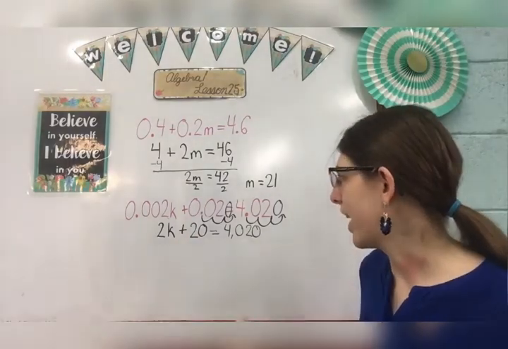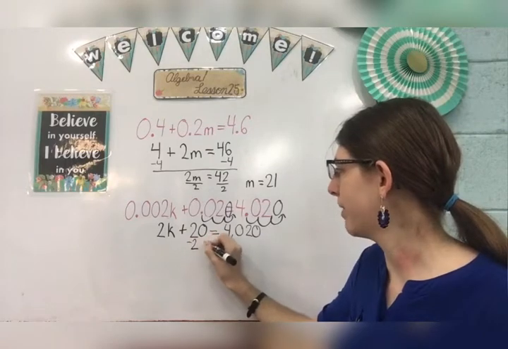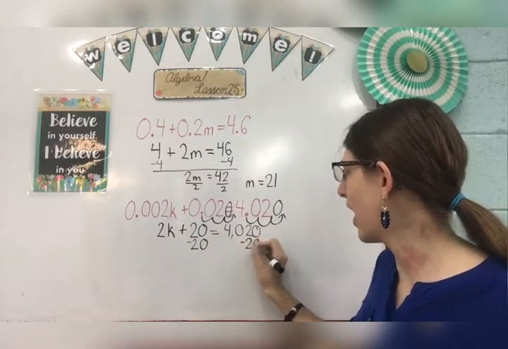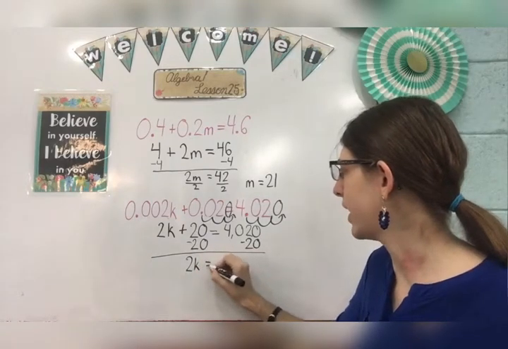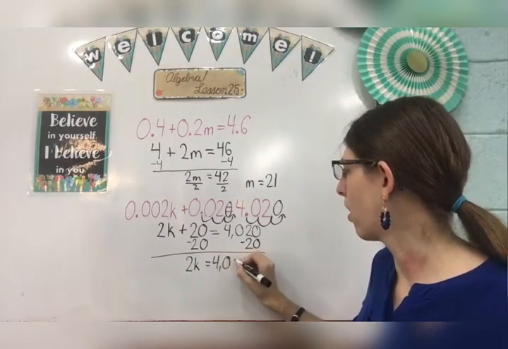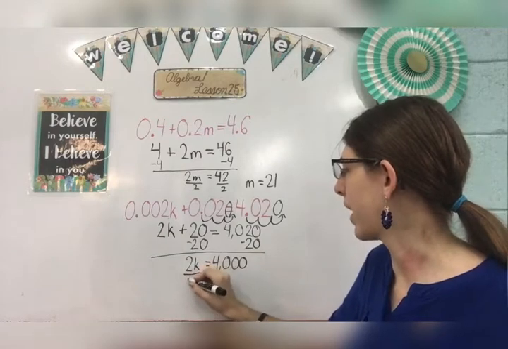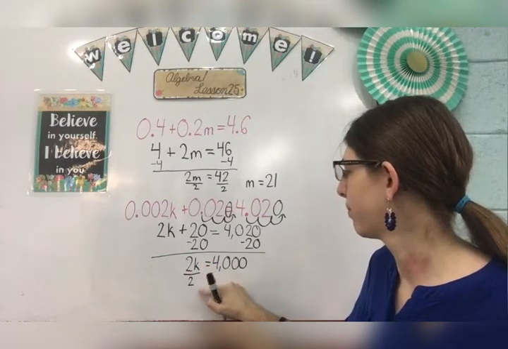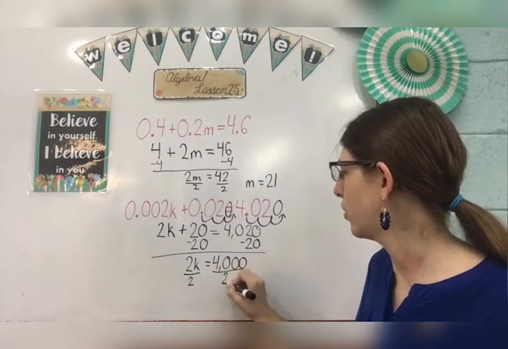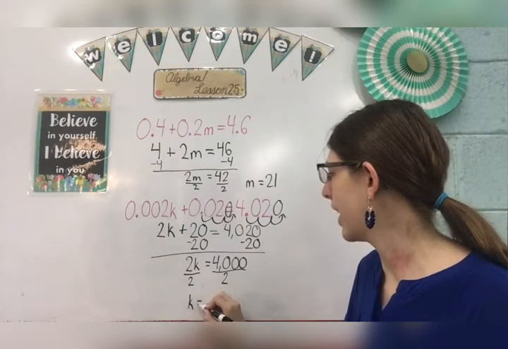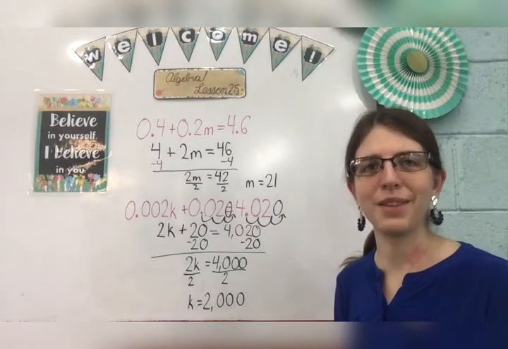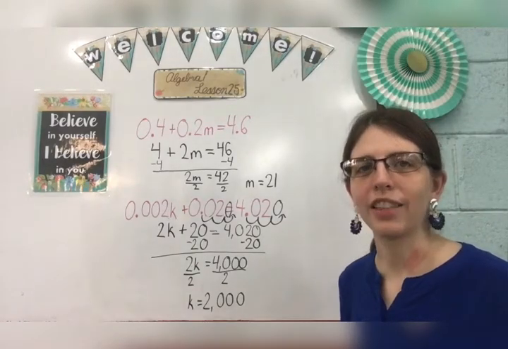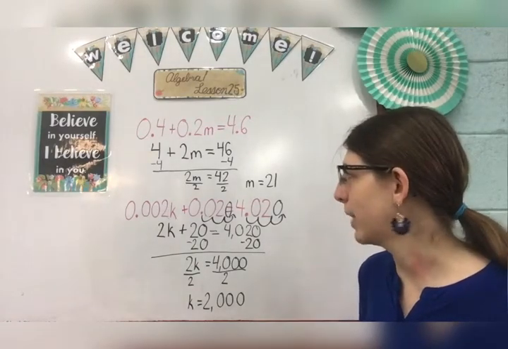I'm going to go ahead and solve by first subtracting 20 from both sides, leaving me with 2k equals 4,000. Divide by 2. k equals 2,000. Okay? To check this, remember you put 2,000 back in place of k.